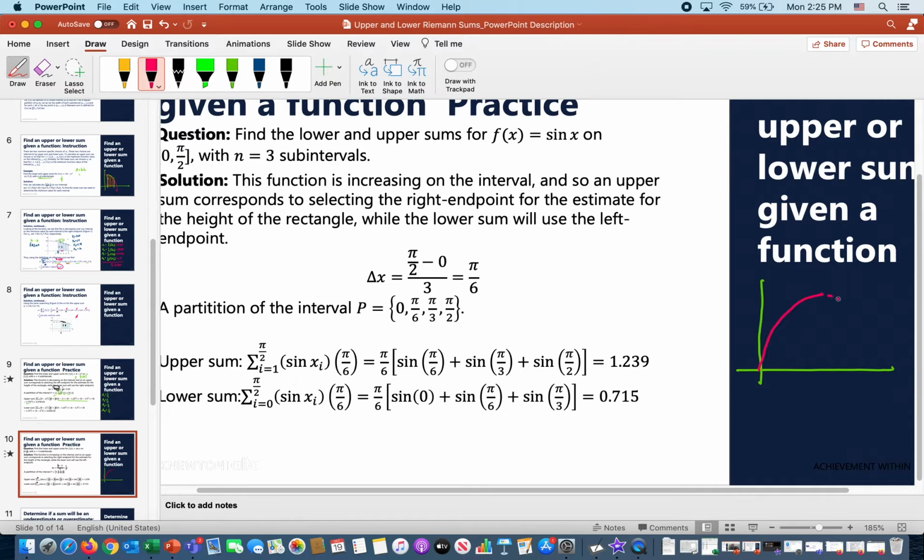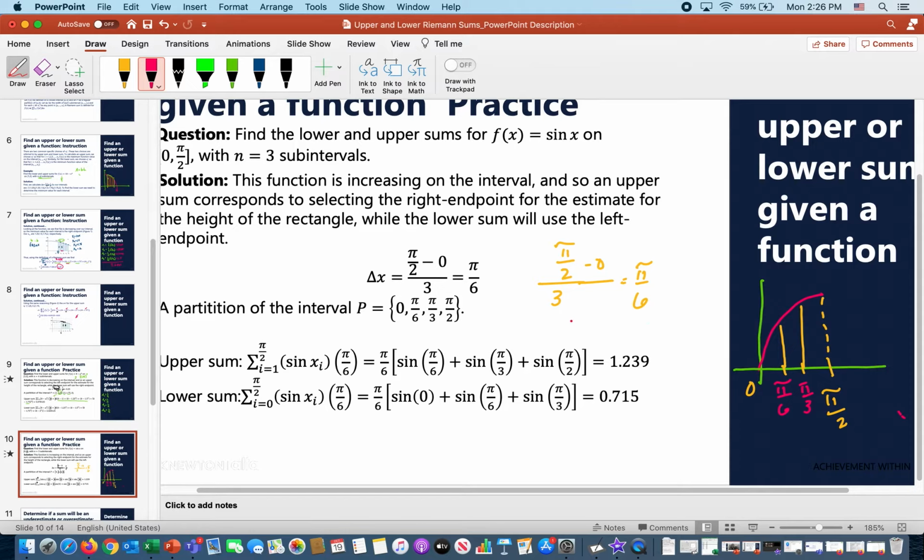My job is to figure out what values we are going to use. So we're going to start with 0 because that was given to us, and we're going to end with pi over 2 because that was given to us. To find the width of each rectangle, I have to do pi over 2 minus 0 divided by 3. The width of each rectangle turns out to be pi over 6. So the x values I'm going to use are pi over 6, pi over 3, and pi over 2.